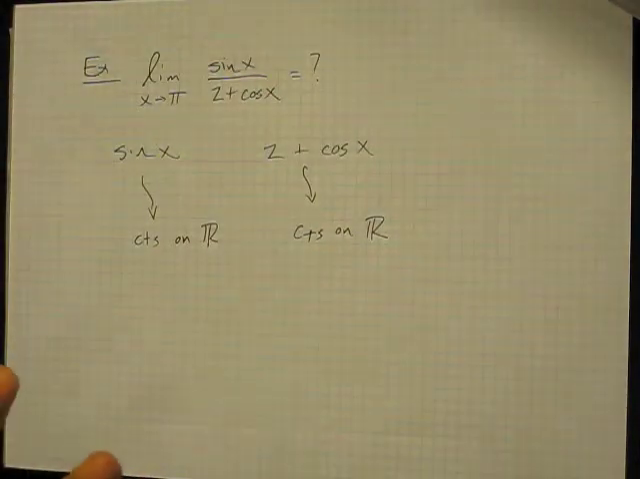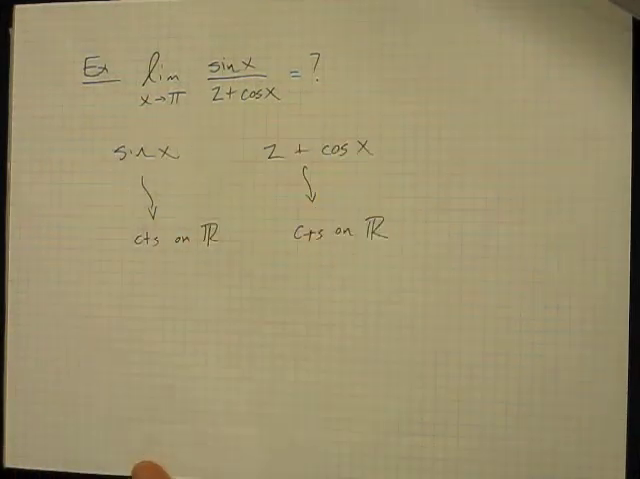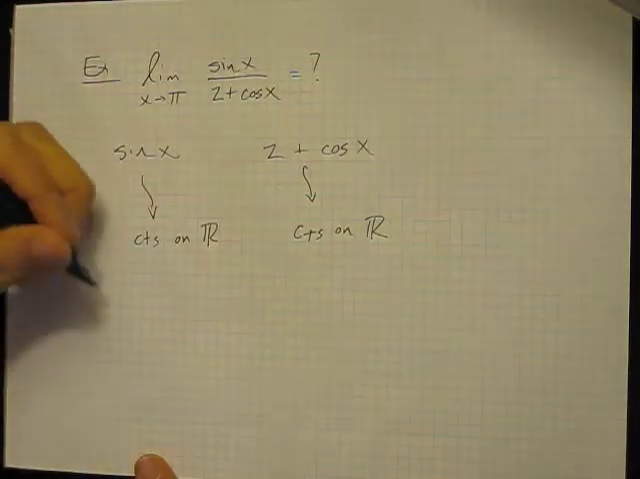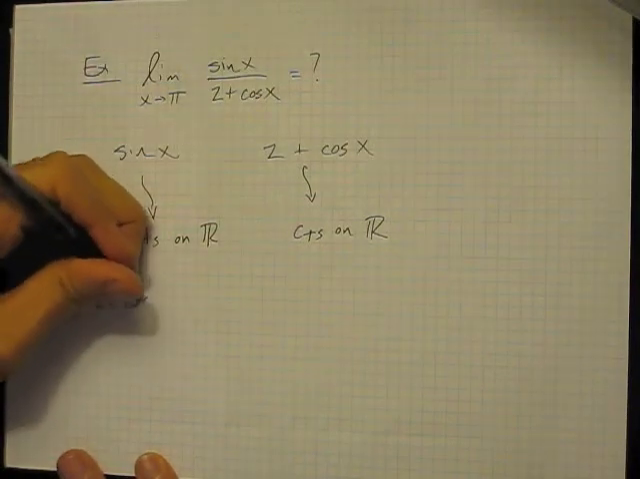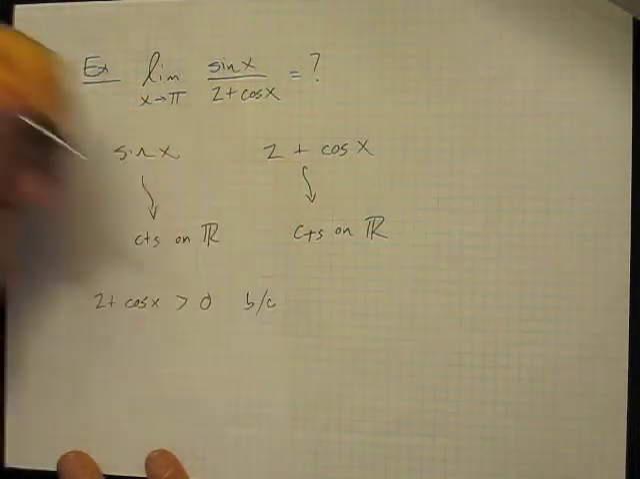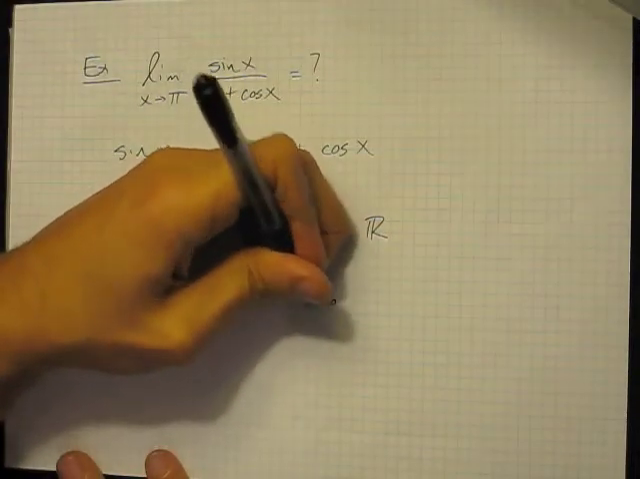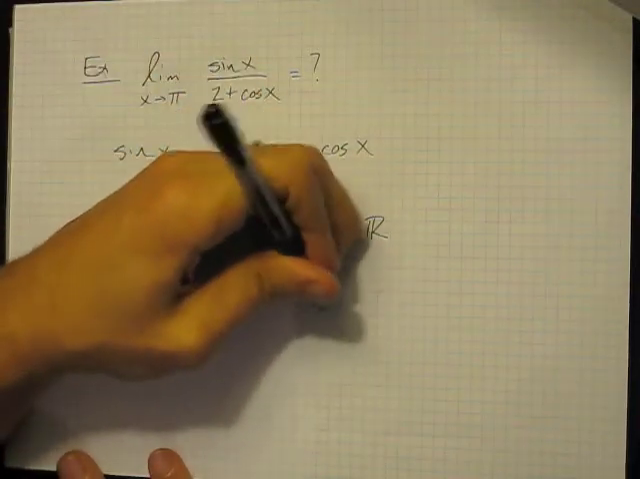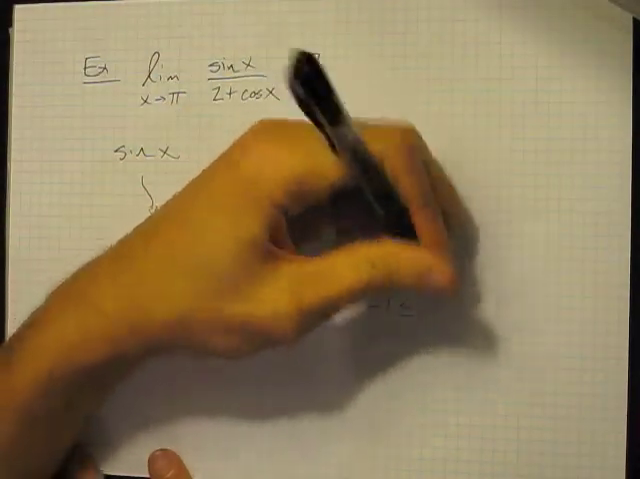Okay, so we're taking a quotient, so we're really only concerned about when the denominator is equal to 0, but the denominator of this is never equal to 0. 2 plus cosine of x is always positive because cosine of x is always going to be, let's write this.